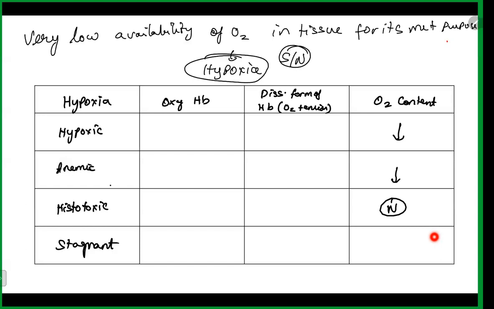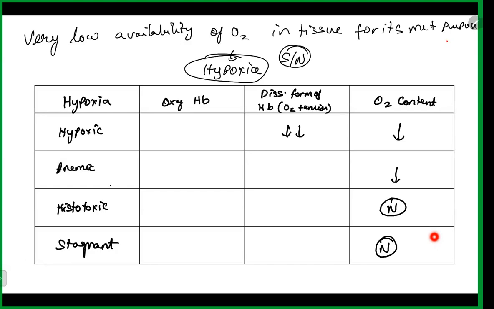And finally, stagnant hypoxia. What happens in stagnant hypoxia? There is some blockage of the vessel, but here also the oxygen content will be normal. Okay, so now coming to the hypoxic, the dissolved form is again reduced here, but in anemic the RBC is the one that is going to depend upon the anemia.